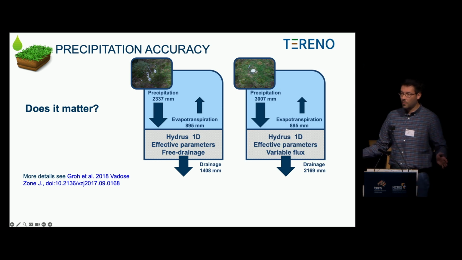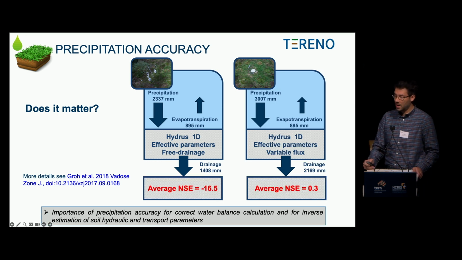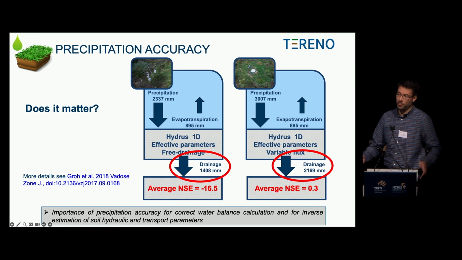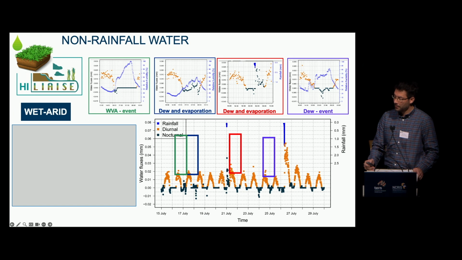Does it matter? Of course. We did a numerical study in which we were inputting different precipitation and modeling what will happen. You can see large differences in the drainage between these two values, and also there is importance of using these instruments or parameters to capture transport processes in soil as well.